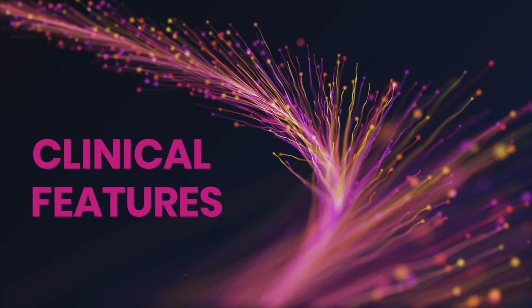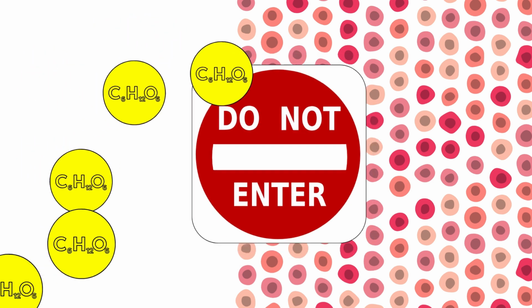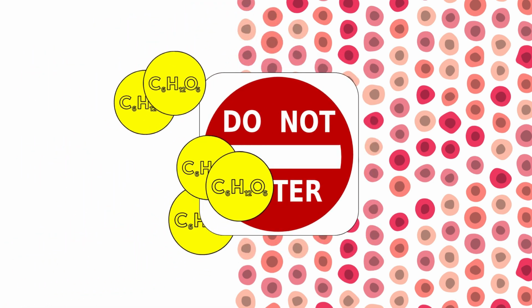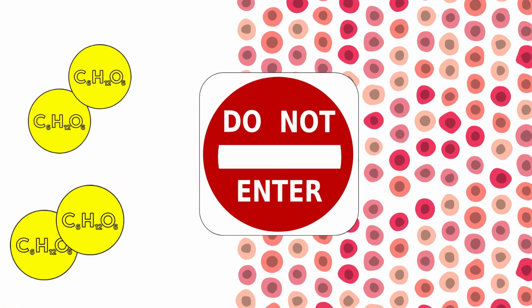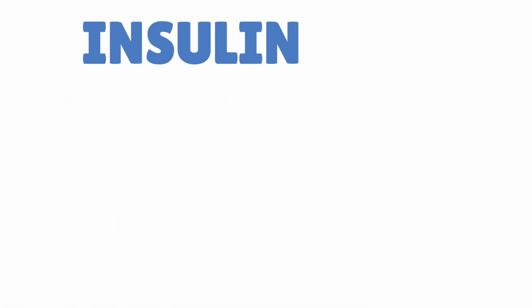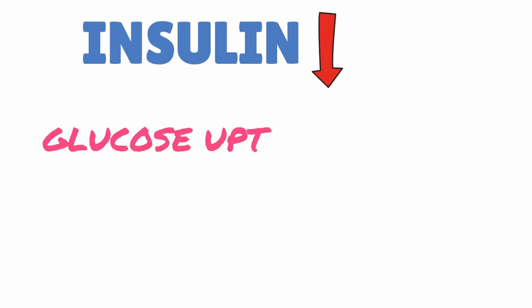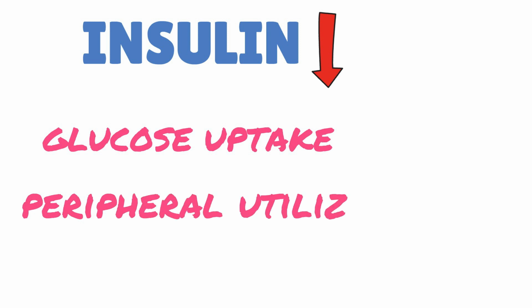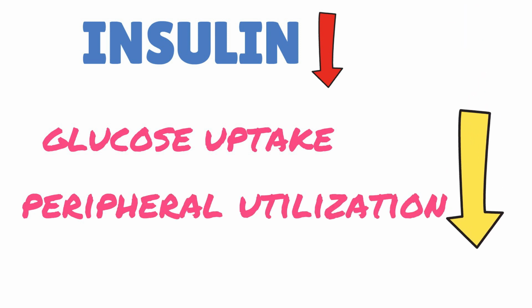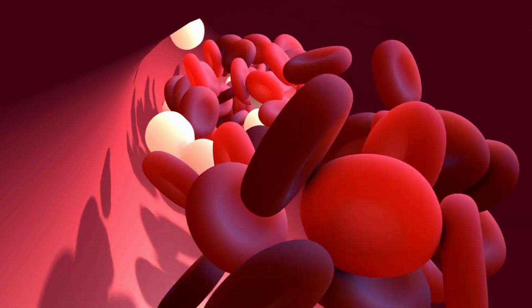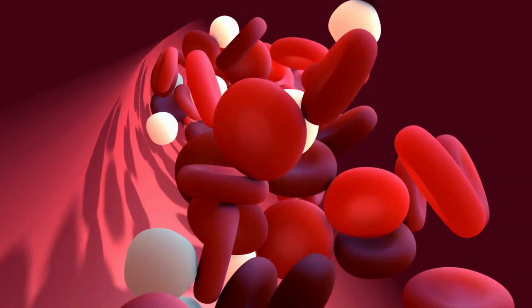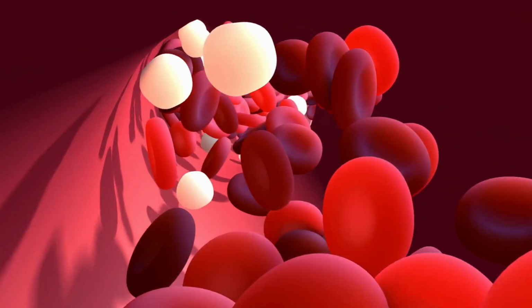One of the key features of insulin deficiency is decreased entry of glucose into the tissues. When insulin concentration is reduced, the glucose uptake from cells is also reduced, and the peripheral utilization is also decreased. Because of the excess glucagon, the liver will increase its production and release of glucose to the blood.